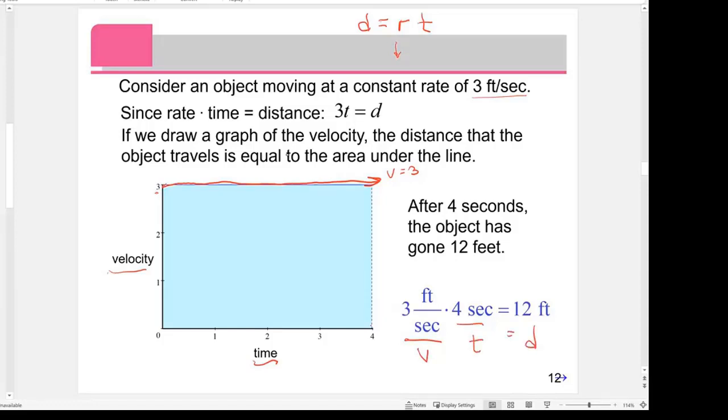And if I multiply velocity, which is rate, times time, I should get, and I do get, distance. Here I can notice that I get 12 feet. If I go 3 feet per second for 4 seconds, I've gone 12 feet. And also, it's the same as this area, which would be 4 times 3. So we can see that the area has something to do with distance and rates and times. And let's see what we can figure out.